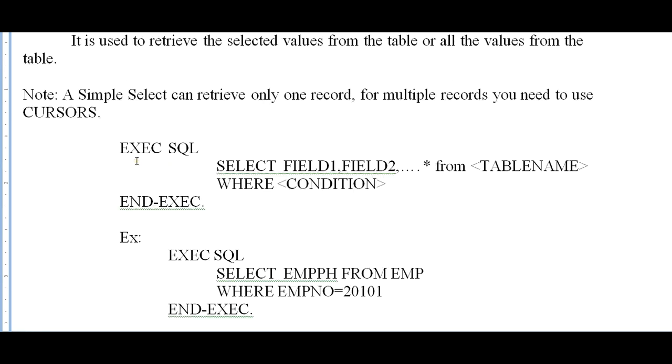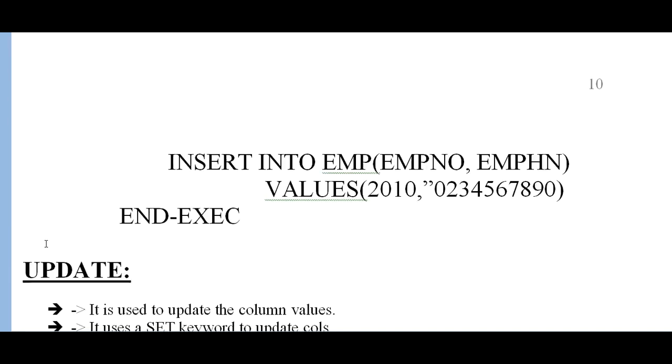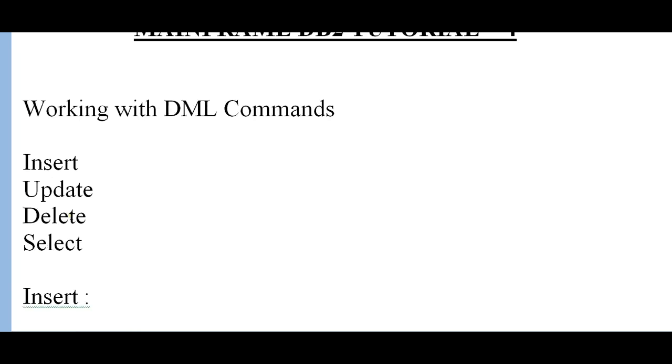The syntax would be EXEC SQL SELECT field 1, field 2, or you can directly use a star if you want to retrieve all columns from the table name, WHERE conditions. Below is a simple example: EXEC SQL SELECT emp phone FROM table name WHERE emp number equal to this. So that was all about the DML and its important commands which we will be using in COBOL.